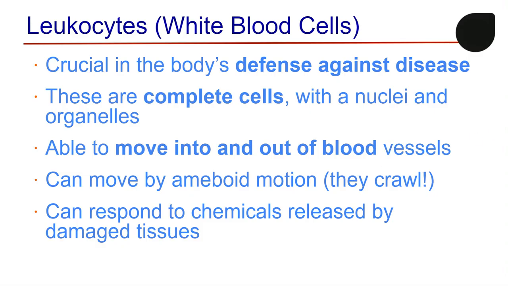One really cool thing about them, I think, is that they can crawl around. If you've ever seen an amoeba moving, or you can look it up online, your white blood cells move around like that too. They can crawl in and out of your blood vessels and through your tissues. And they respond, well, we'll look more closely at different types, but they respond to chemicals released by damaged tissues and other cell communication.